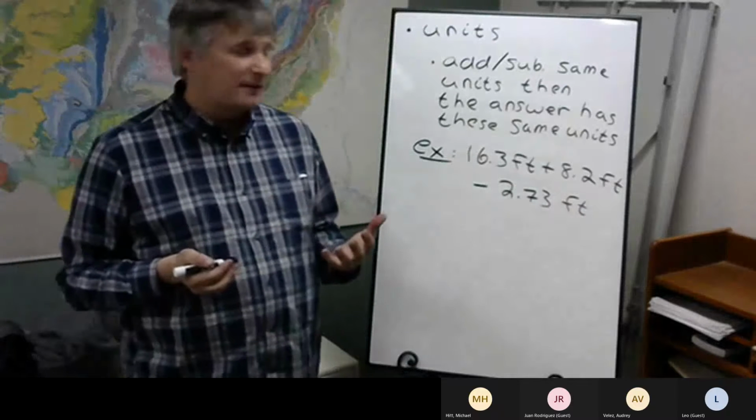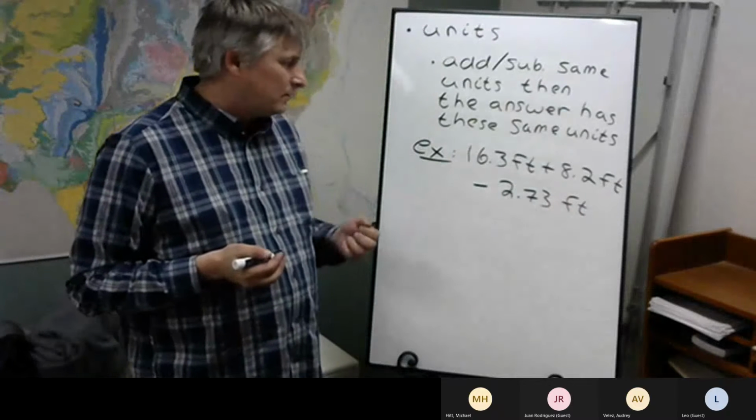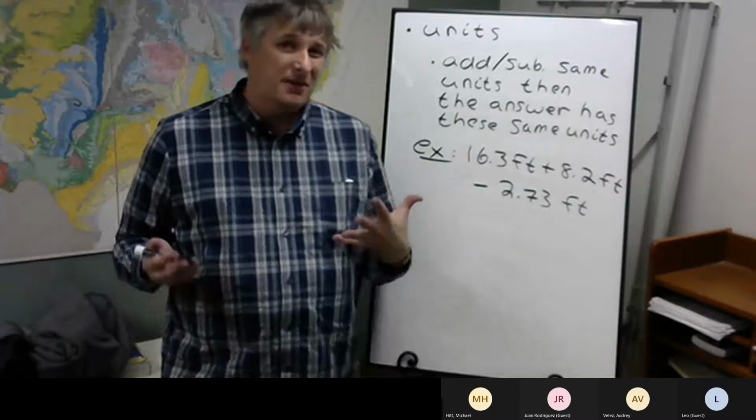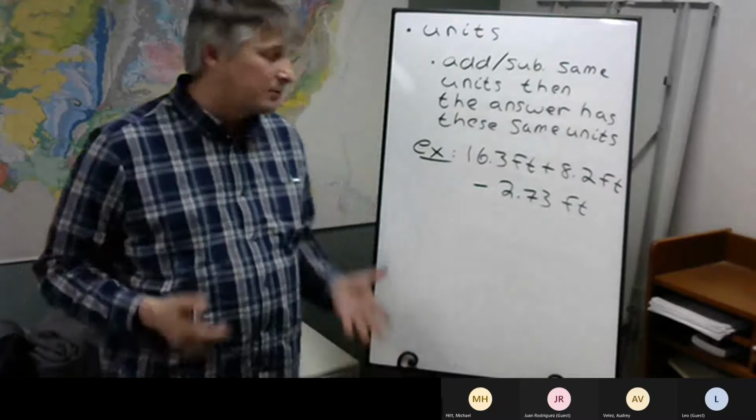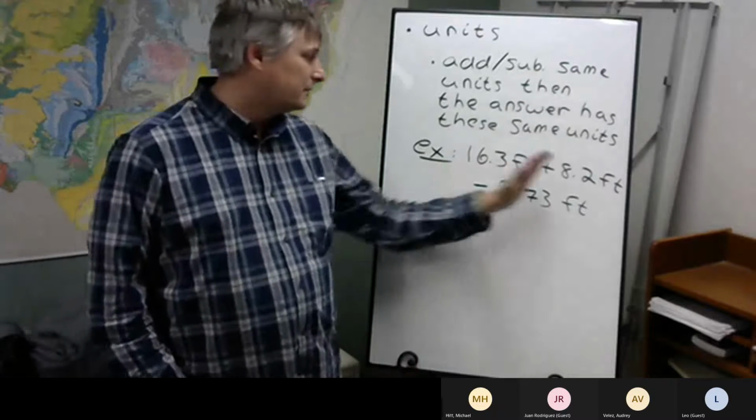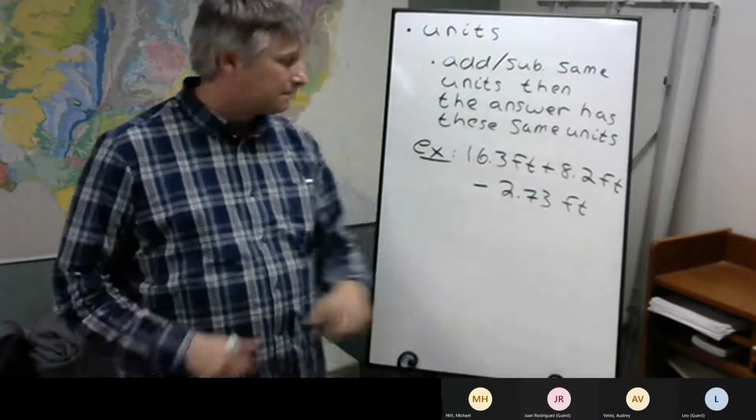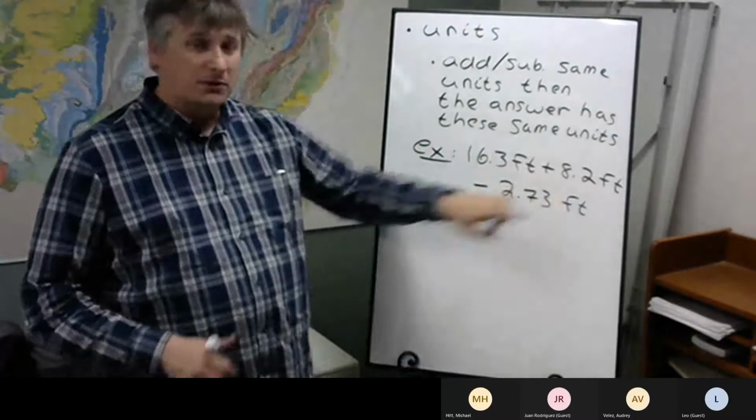So let's say we're doing something like this. Well, we're adding and subtracting. Now, if we think about an order of operations, we do adding and subtracting from left to right. So we're going to do the addition first.